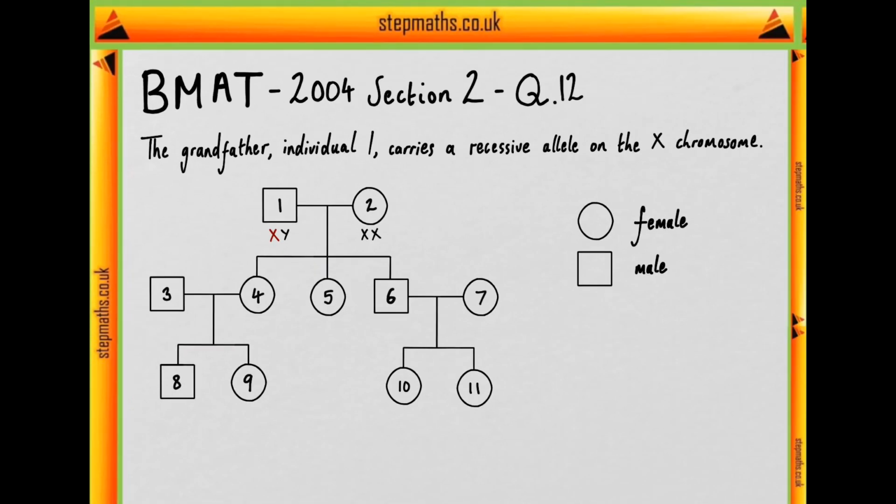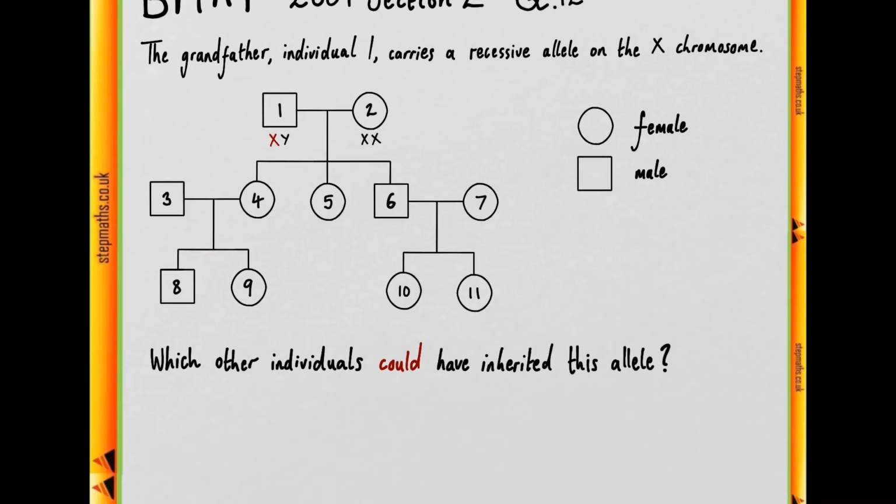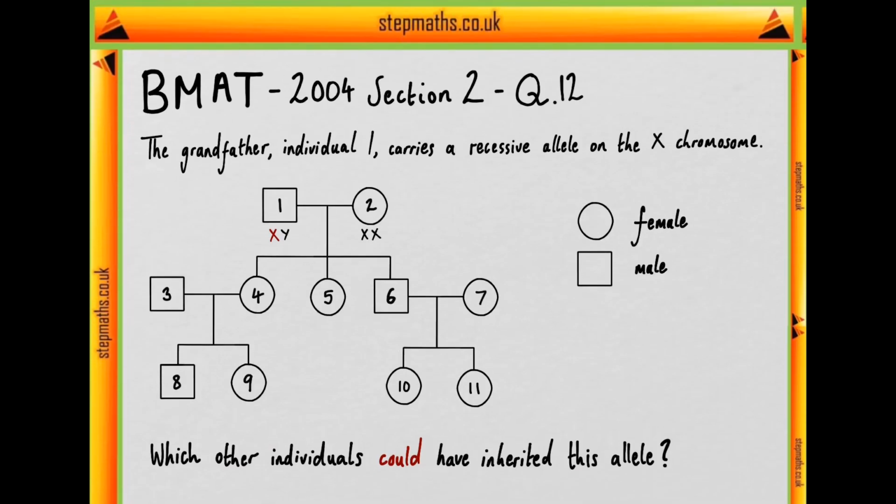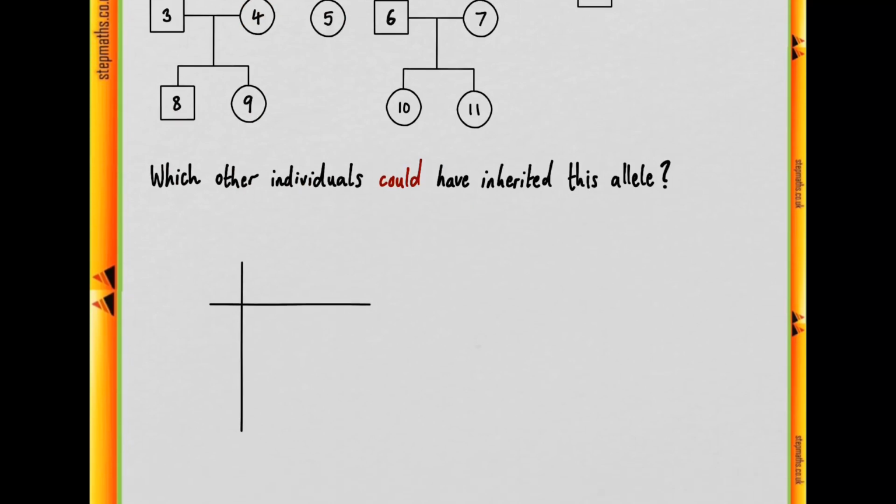So we can map this on, with the red representing the recessive allele carrying X chromosome, which is carried by individual 1. Okay, we're then asked to work out which other individuals could potentially have inherited this allele, based on this family tree diagram and based on the genetics of sex chromosomes. So we know that individual 1 carries it, and we now need to think about which else.